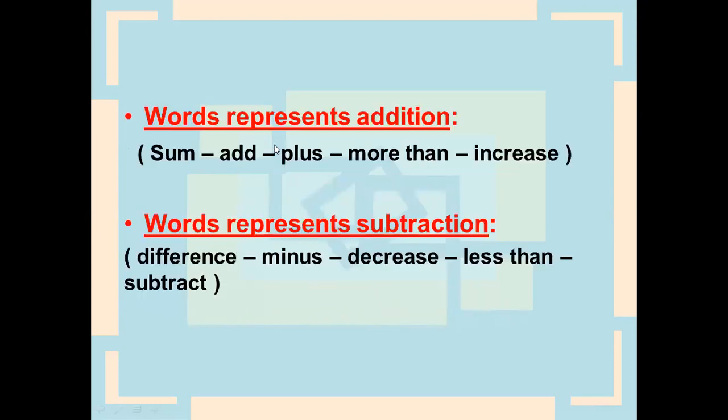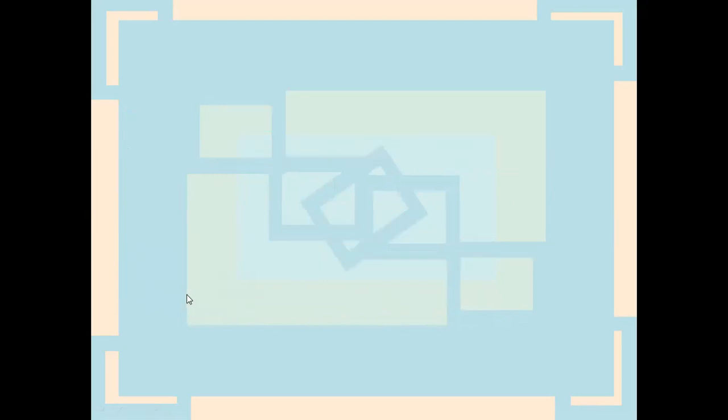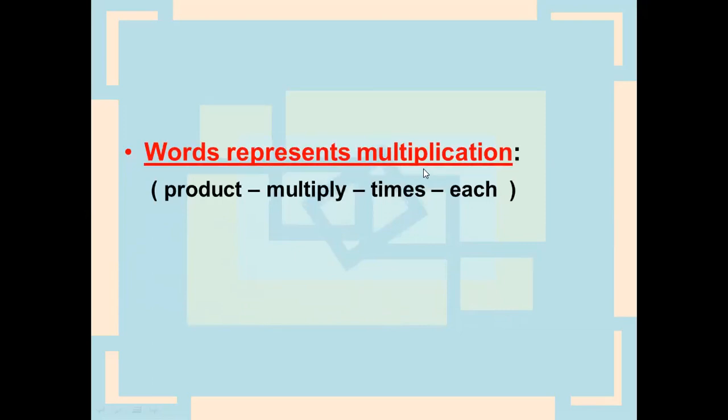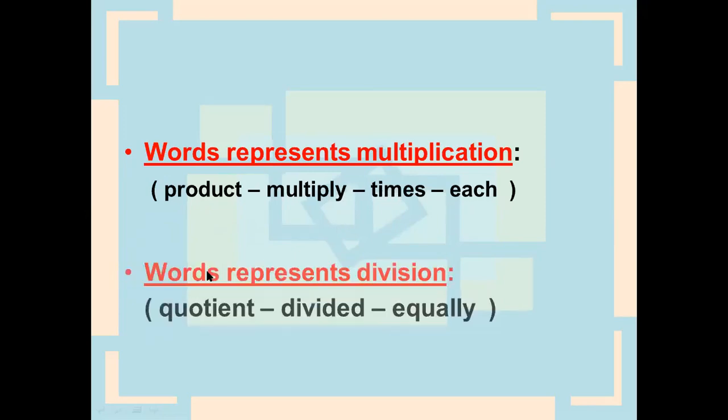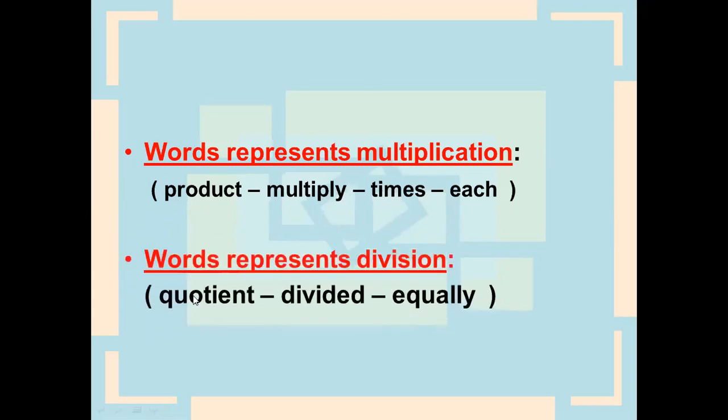Okay, again. Words that represent addition: sum, add, plus, more than, increase. Words that represent subtraction: difference, minus, decrease, less than, subtract. Words that represent multiplication: product, multiply, times, each. And words that represent division: quotient, divided, equally.